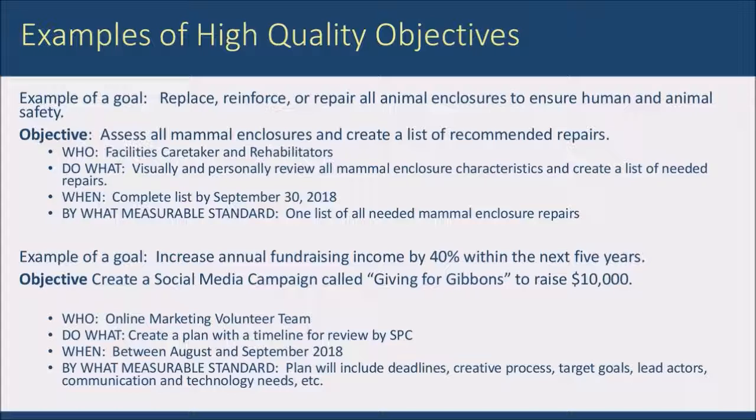And then included with that, to make it a SMART objective, we'll have who: it's the online marketing volunteer team. What are they going to do? They're going to create a plan with a timeline for review. When are they going to do it? Between these two dates. And by what measurable standard? In this one, you'll see that the plan includes multiple measurable standards. It's going to include a deadline, creative process, target goal, lead actors, communication and technology needs, etc. So they're going to have one plan with those things in it, and that's how they're going to know that they've met their objective. That's the measurable standard they'll use.